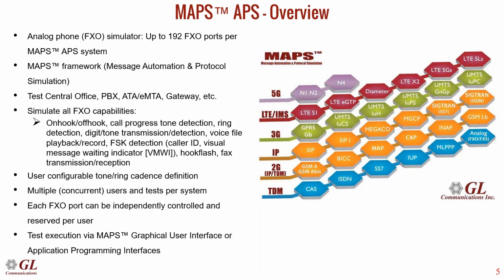And APS. APS stands for Analog Phone Simulator. This solution is very, very nice because it allows you to simulate analog phone calls. So this solution actually gives you up to 192 FXO ports. So basically, imagine 192 analog phone calls. So it's very nice solution. It scales very well, and you can do a lot of different types of calls and a lot of different capability there.